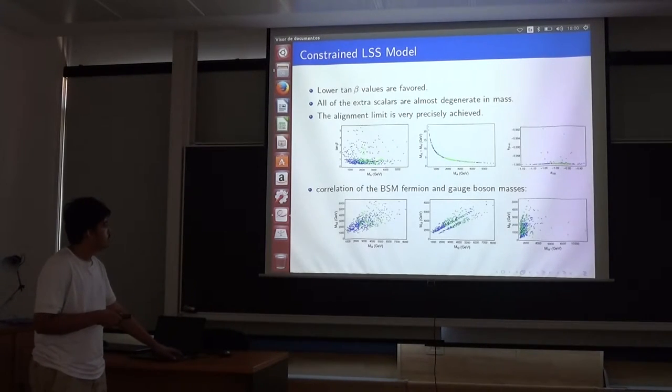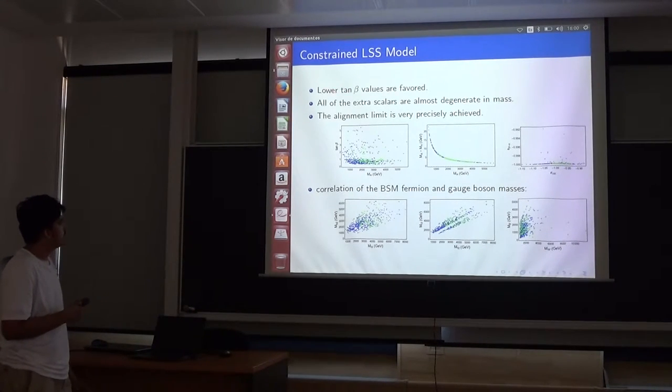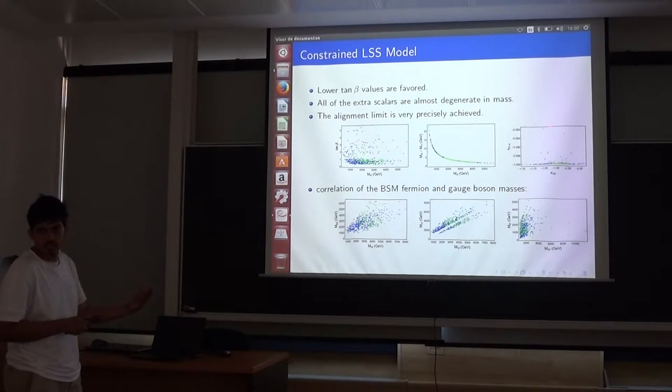So then we get the final constraints on this model. In the final part, the lower tan beta values are favored, and all of the extra scalars are almost degenerate in mass. We have previously seen that MA and M charged are going to be degenerate. So then here MA and M of the CP-even one, the difference is very small. For all the allowed points, MA and MH are also going toward degenerate, so all the heavy scalars are allowed in the degenerate region.